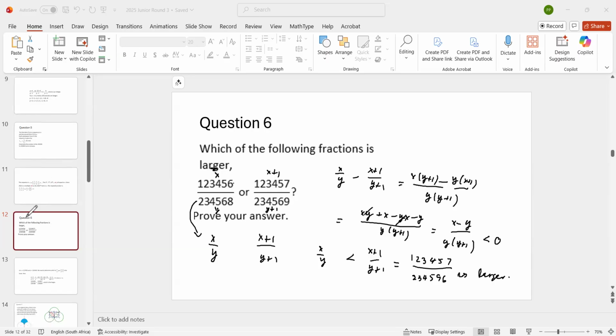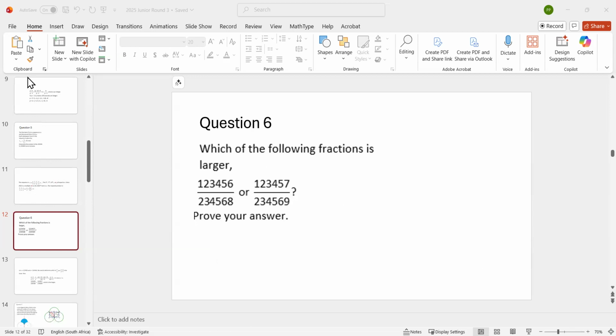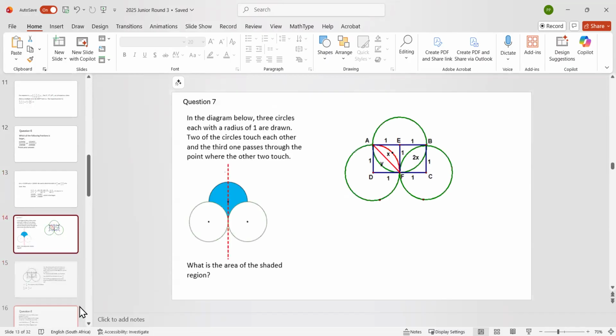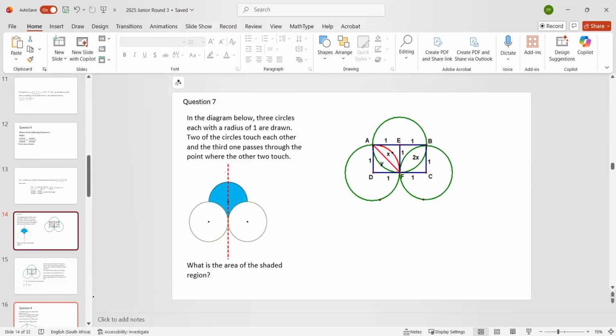Okay, so let's just see whether this one ending with 7 and 6 is the larger one. Oh, okay, so it's exactly the same as what I had done earlier on. So let's get on to the next problem. We go to question 7. Question 7, there's usually an area problem. You can see there's some kind of an area problem here. So what's going on here?